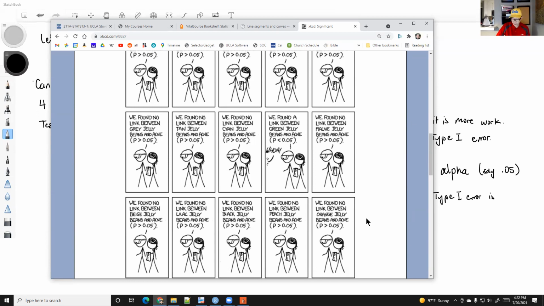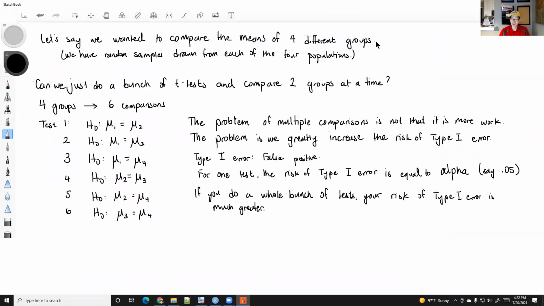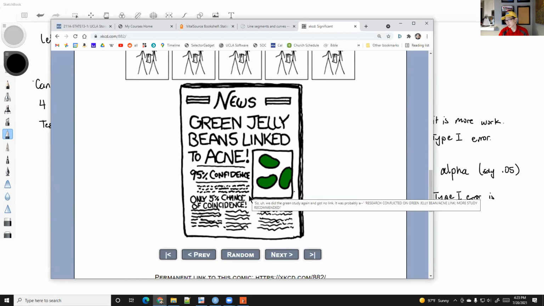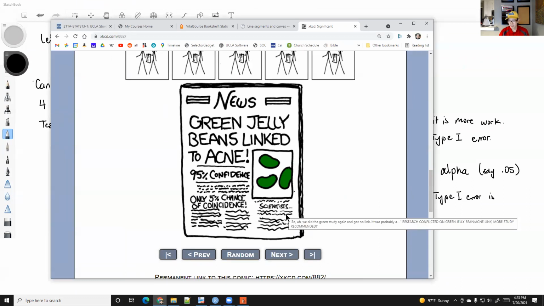But if you assume you've got a 5% risk of committing a type 1 error, and you're going to do 20 of these tests, you're not almost certainly going to commit a type 1 error, but there's quite a big risk, right? And so if you do a whole bunch of these tests, like here where you have 6 comparisons, or even more groups and more comparisons, you greatly increase the risk of a type 1 error. You might come to a conclusion like this, green jelly beans linked to acne, but this could end up being just a false positive.